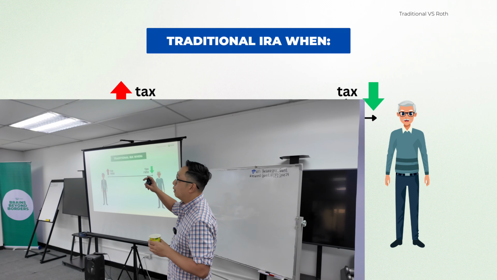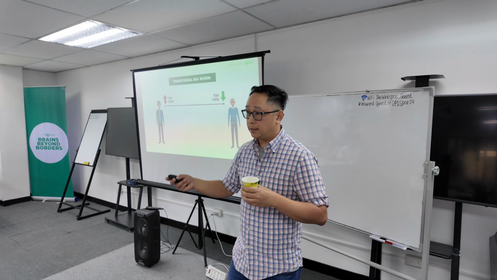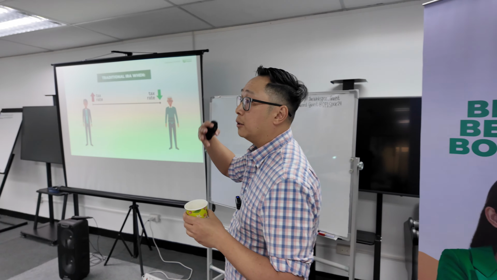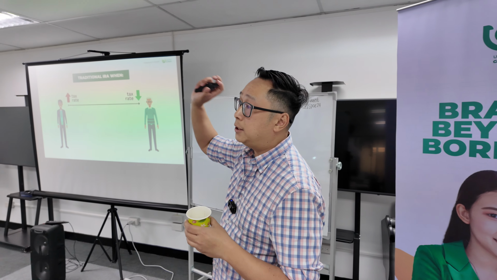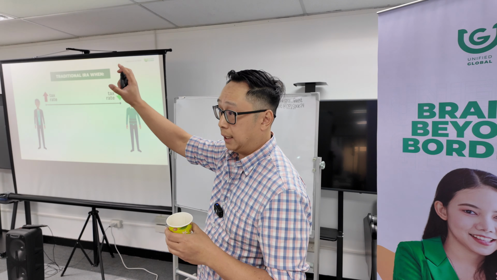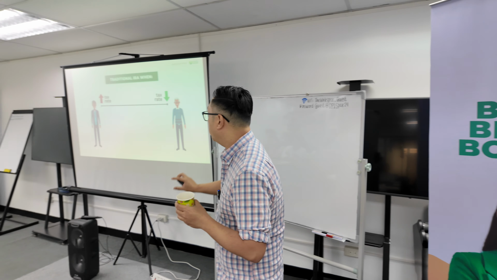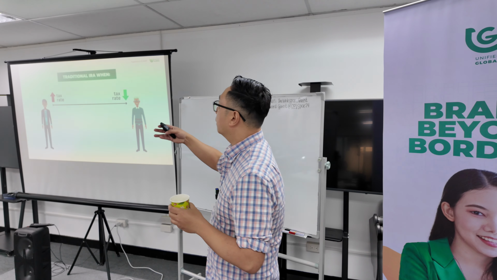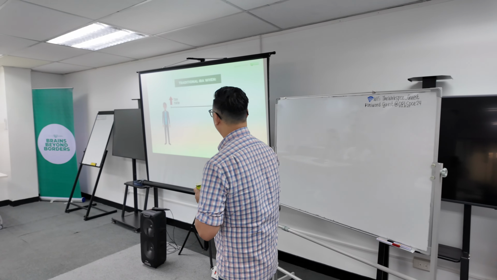Okay, so the way I would explain it to clients is like, okay, right now you're in a 37% bracket. Why don't you take the deduction at 37%, and then when you retire, maybe you're in the 10% bracket, you pay taxes at 10%. Okay, so that's a strategy when it comes to traditional IRA.